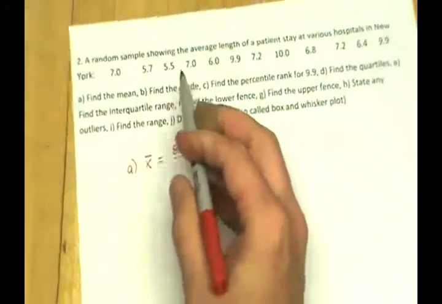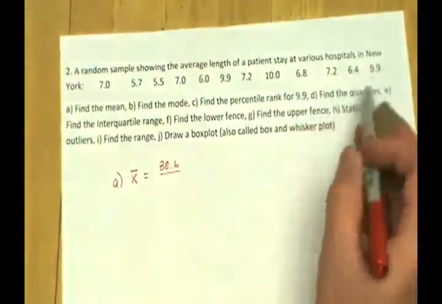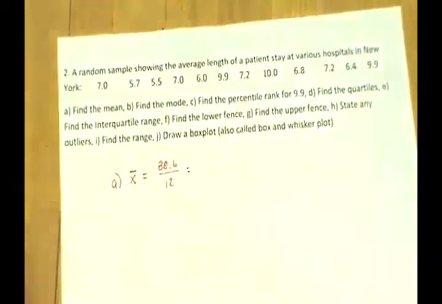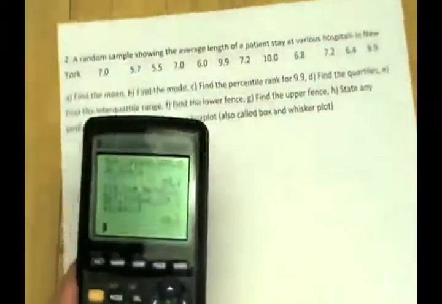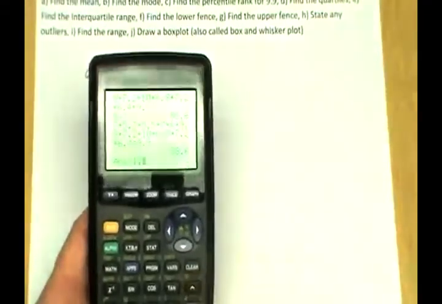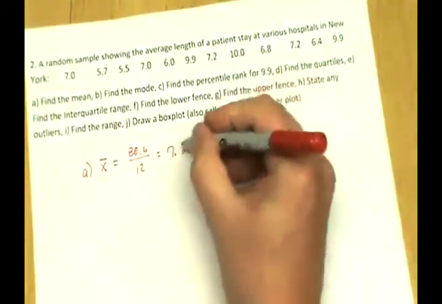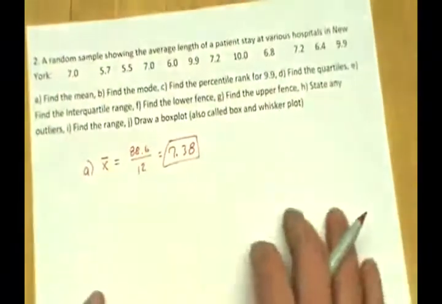and we're going to divide that by the total number of data. We're looking at 1, 2, 3, 4, 5, 6, 7, 8, 9, 10, 11, 12. So we have 88.6 divided by 12. Here's the calculator, so there's my 88.6. If I divide that by 12, we're looking at 7.38. And we always go 2 decimal places in this class, so 7.38 is our mean, or our average.